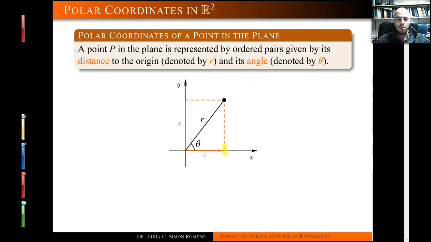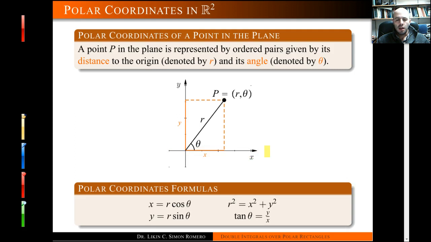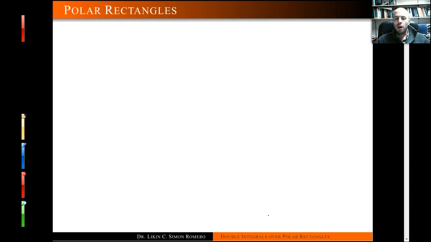And then we can also describe it by taking just the line segment from the origin to the point and describing what's the length of that line segment that I'm going to call r, and the angle that that line segment makes with respect to the x-axis, and that's going to be theta. For polar coordinates, these are the formulas that we use. Actually, we are going to mainly use the first three.